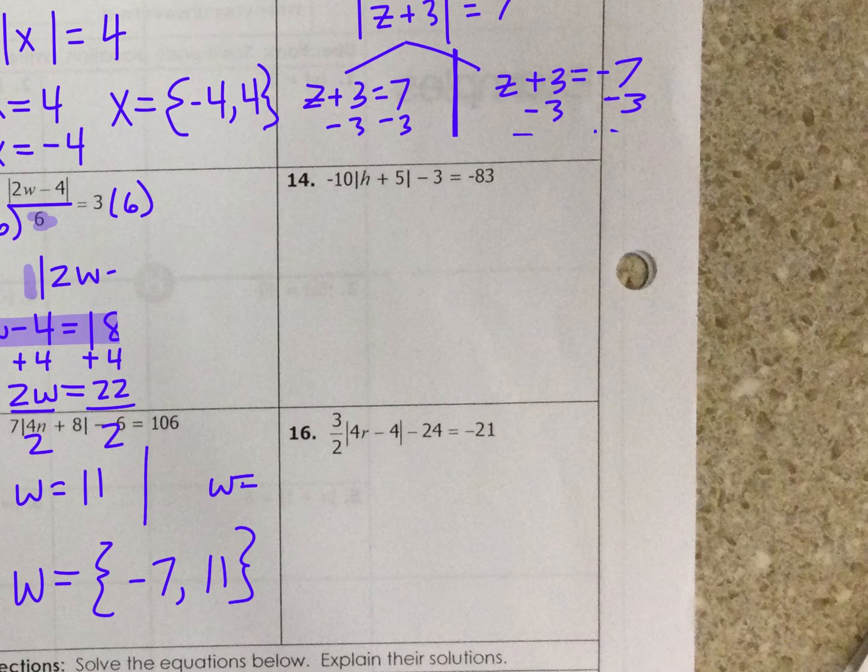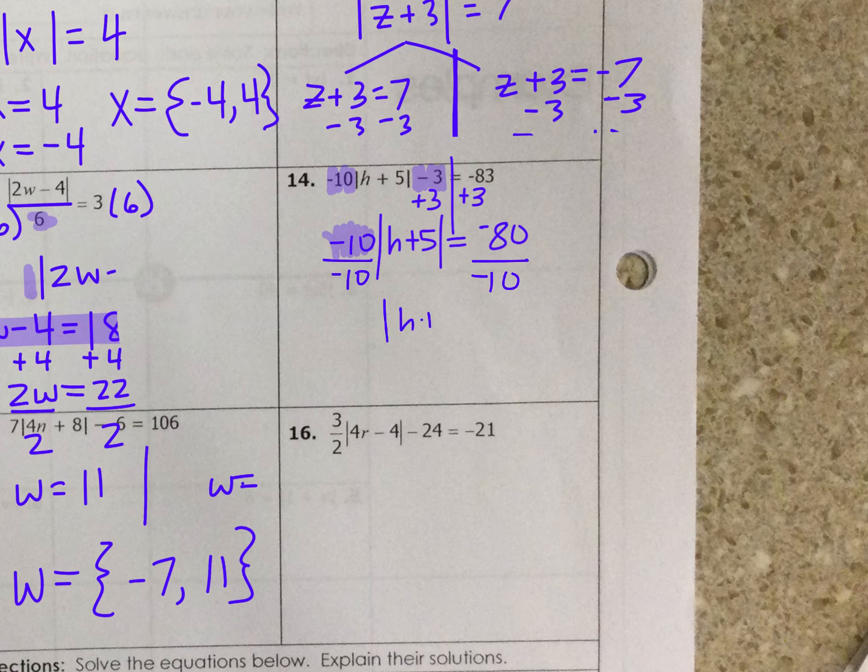All right, we're going to do number 14. We got 2 visitors. We got the negative 10 and the minus 3. First, we need to get that 3 to go away. So let's add 3 to both sides. So now I got the negative 10. He's still there. H plus 5 equals negative 80. All right. I still have this negative 10 visitor, so he needs to go away. I'm going to divide by negative 10. So now I got absolute value of H plus 5 equals 8.